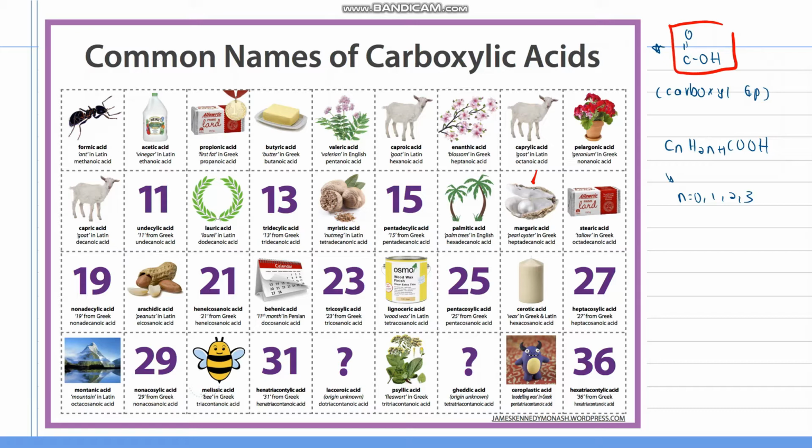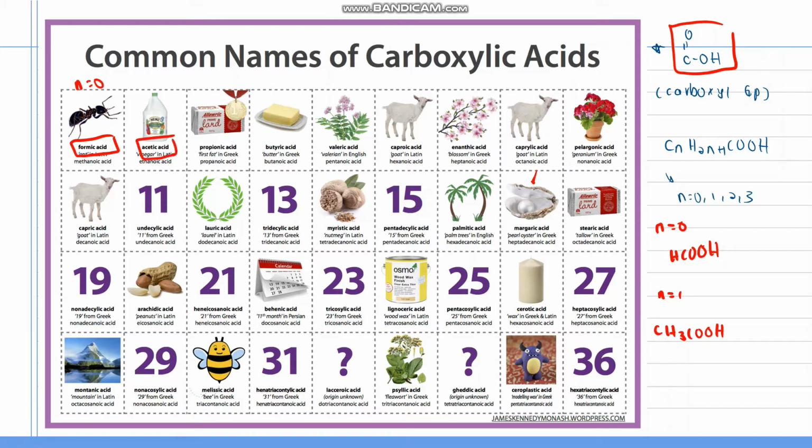So here, the general formula of carboxylic acid is CnH2n+1COOH, whereby n starts from 0, 1, 2, or 3. For example, when n equals 0, I have HCOOH, and this is what we call methanoic acid. Another name for methanoic acid is formic acid. Next, when n equals 1, I have CH3COOH, and we name it ethanoic acid. Another name for ethanoic acid is acetic acid.